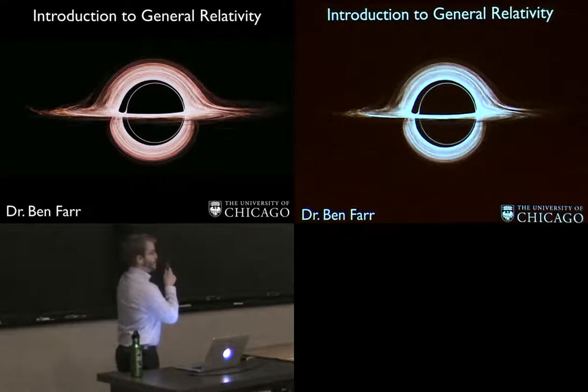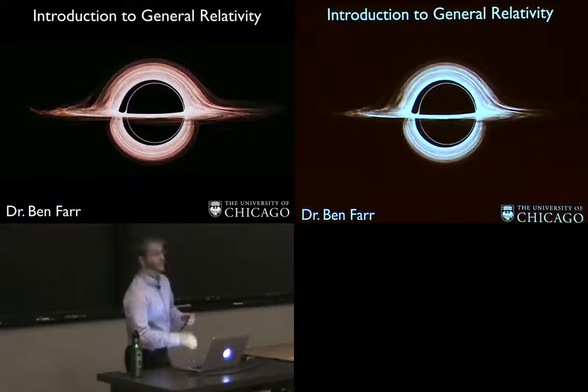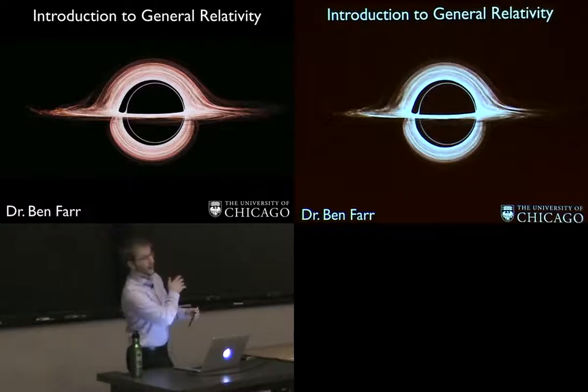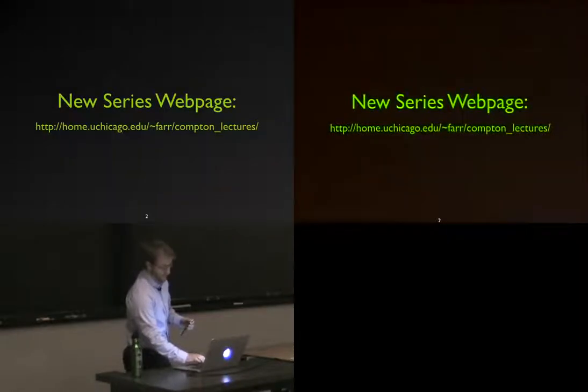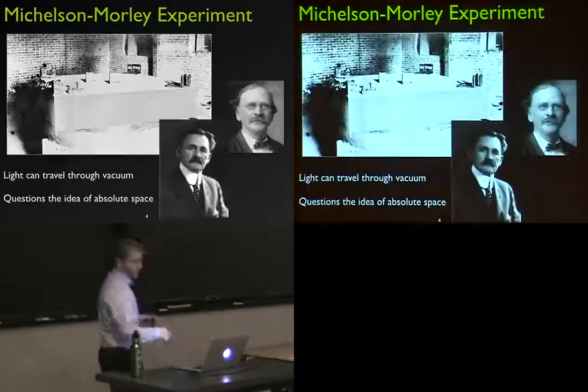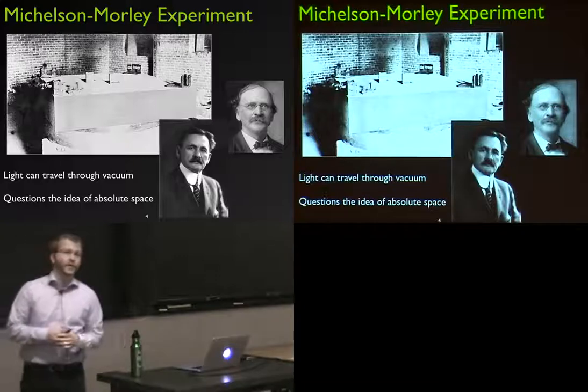So they spent months and months of computer time to generate the images that are in Interstellar, and they're very accurate. There's actually scientific papers from that partnership that they wrote on visualizing things in general relativity. It's very cool.